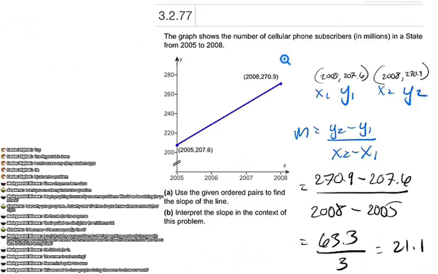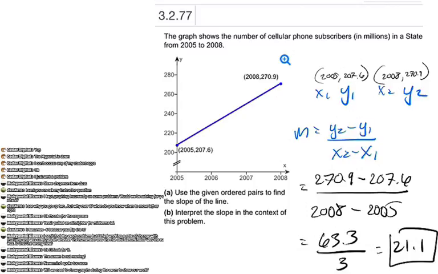All right, so it says use the given ordered pairs to find the slope. So my claim is that the slope is 21.1. But part B says interpret the slope in the context of this problem. So look, slope is what? Rise over run, right? Now, what is the rise in this question? The Y's are the number of cell phone subscribers in millions, and the run is the years. So that should be the number of cell phone subscribers for each year. So every year we should gain about 21.1 million subscribers. Let me check that.